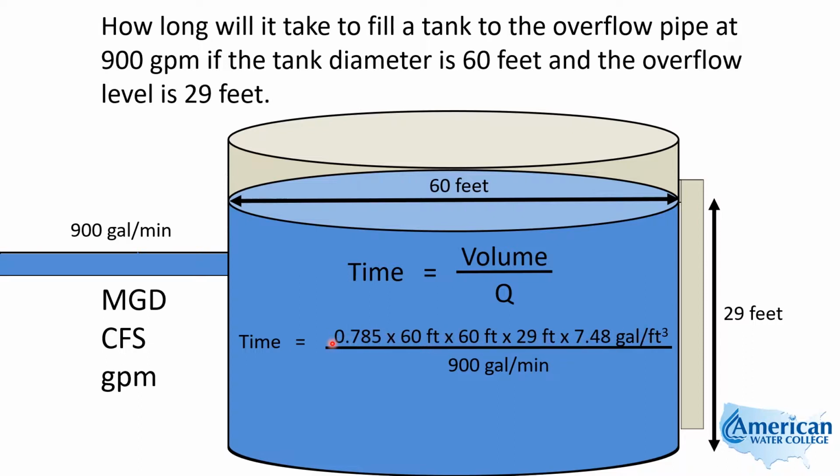At this level you should know that the formula for the volume in gallons is 0.785 times the diameter squared, times the diameter, which is 60 feet, times 29 feet, which is our depth. We got that from the problem, 29-foot depth, that's where the overflow pipe is, times 7.48 gallons per cubic foot. This will convert this volume to gallons. So 0.785 times 60 times 60 times 29 times 7.48 is the volume of this tank at the overflow pipe.